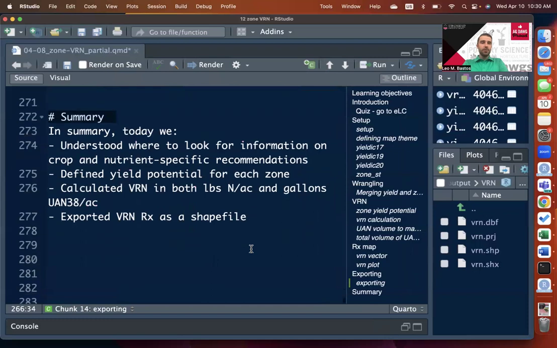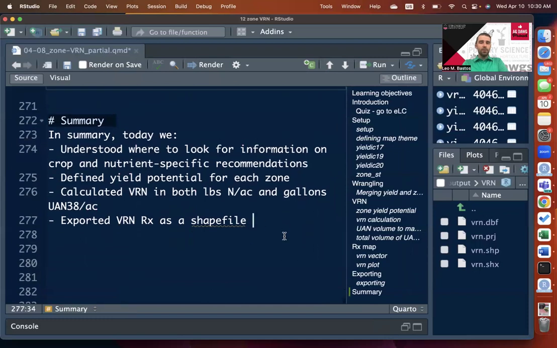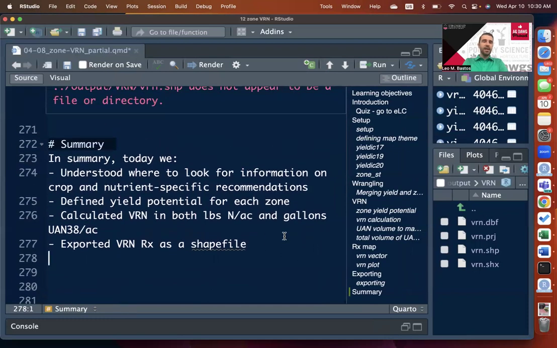All right, so just a quick summary of what we did in this exercise. We understood where to look for information on crop and nutrient-specific recommendations. This was one example with cotton and nitrogen in Georgia. If you are in the US, you're going to find these recommendations for every state, for a crop that is grown in that state, for any nutrient as well, right? So we talked about how to find this information if you need to.